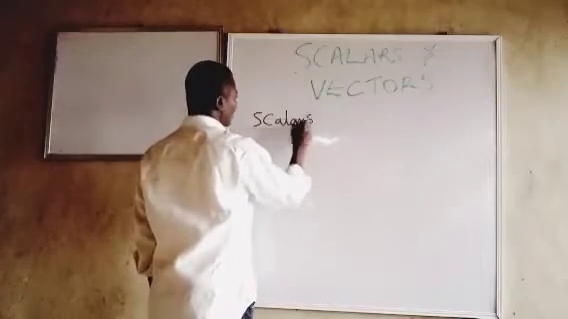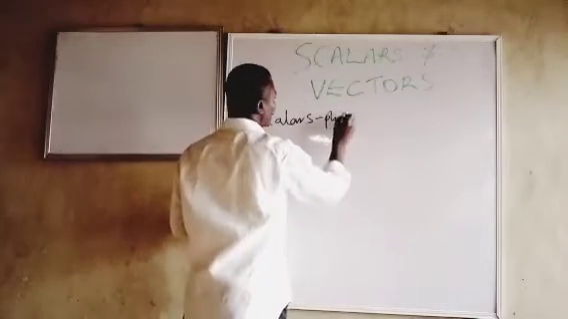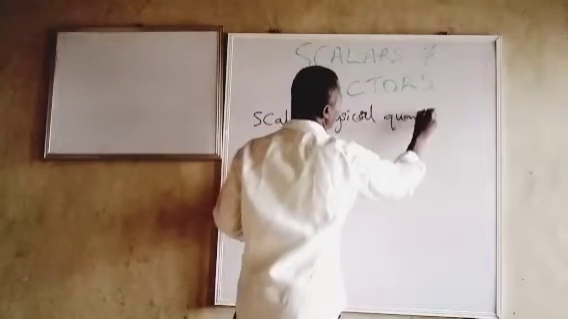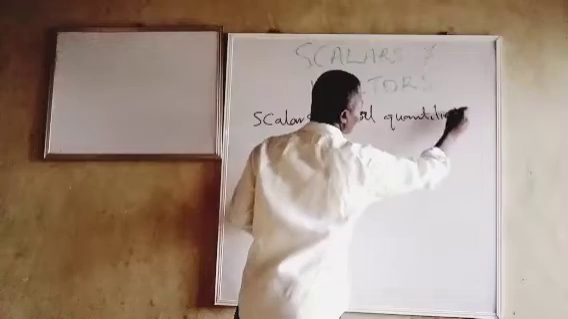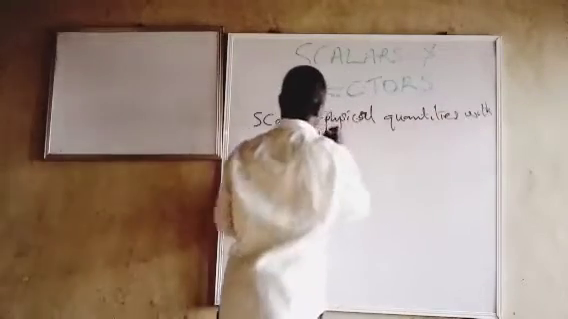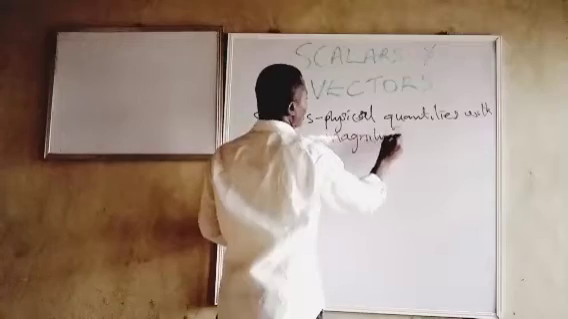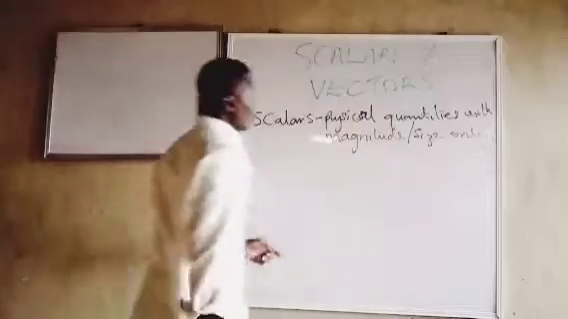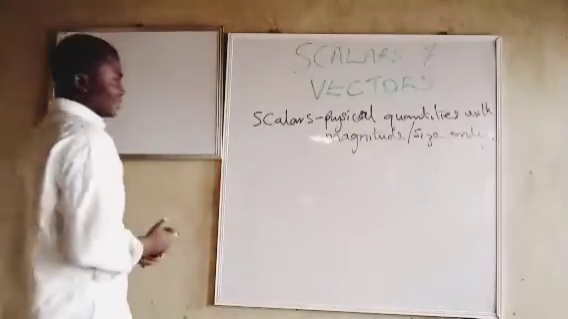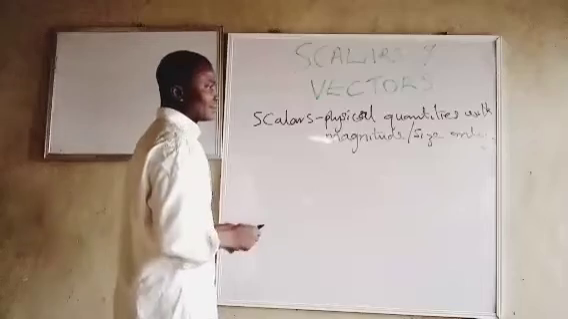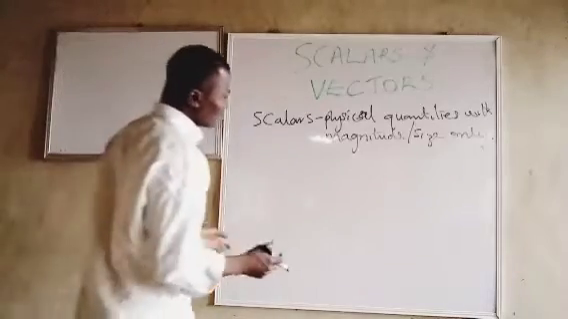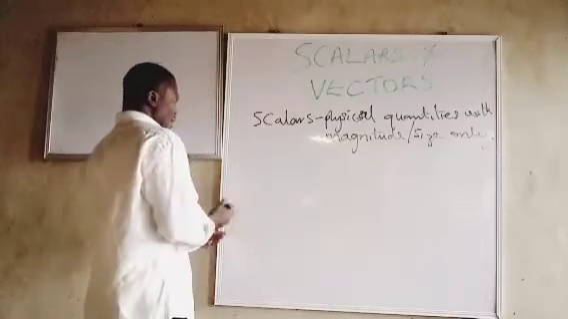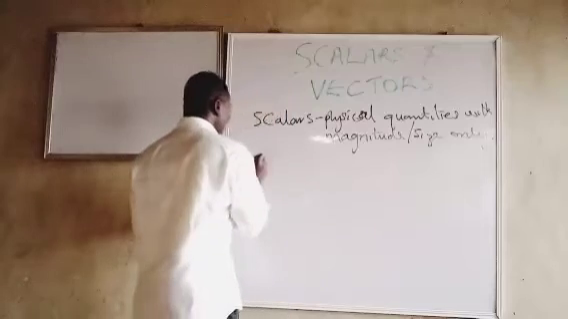Scalars are physical quantities that can be described only with magnitude, or size only. Okay. What are the things that we refer to as scalars? Like mass, temperature, distance, speed, energy, etc.